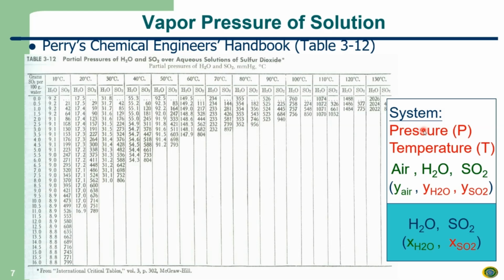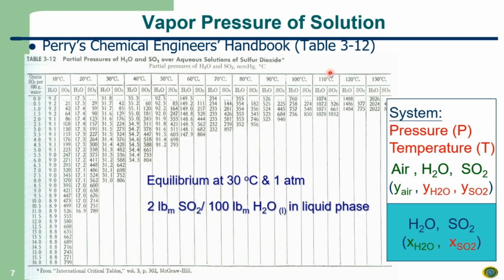Again, I just told you that this is the 1 atm table, so equilibrium at 30 and 1 atm. 30 is here. And the information also tells us that for 100 pounds of H2O there are 2 pounds mass of SO2. So this is 100 gram water. How many grams of SO2?